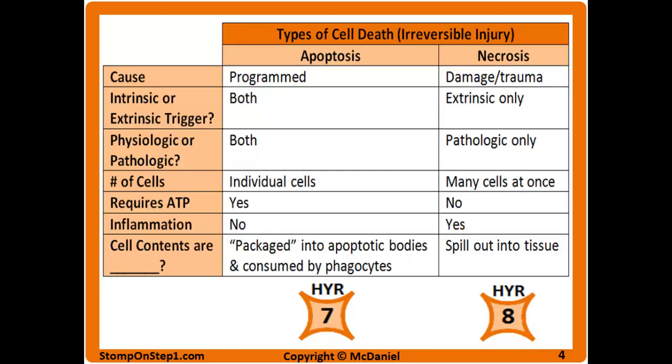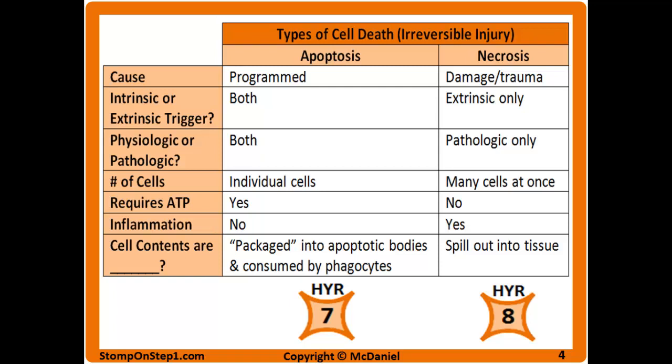Now we could talk a little bit more in depth about apoptosis and necrosis. Apoptosis is going to be programmed, or it's going to be the cell realizing that it should undergo apoptosis, while necrosis is due to damage or a trauma of some sort. Intrinsic would be when the cell decides to die, because it's a normal part of physiology or development, or the cell is no longer needed. In the same way, the cell can decide to die because it is damaged beyond repair.